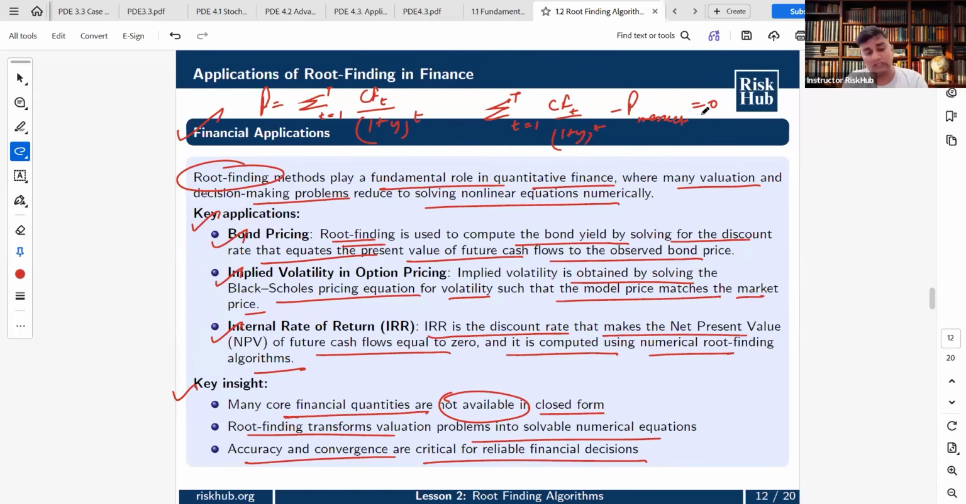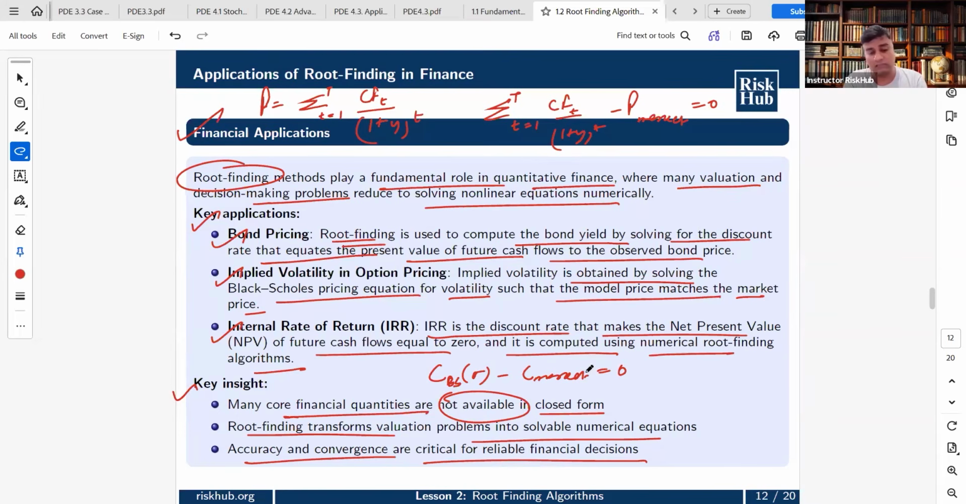Then we have implied volatility. Again, the Black-Scholes call price, right? You have the call price from Black-Scholes by the full formula, and you have the call price from the market. So you take the call price from Black-Scholes as a function of sigma, minus the call price from the market, and equate it to 0. The unknown is sigma. This is implied volatility. Why important? Because implied volatility is not directly observed. It is backed out from market prices.